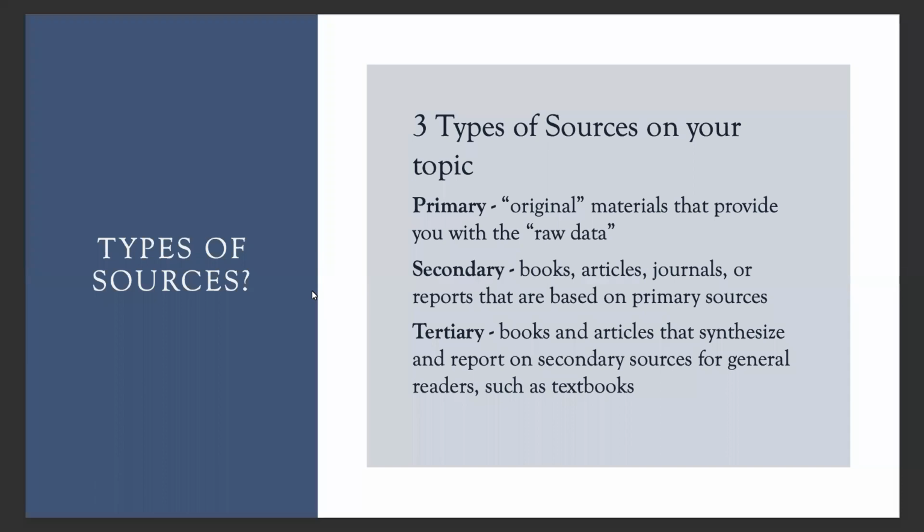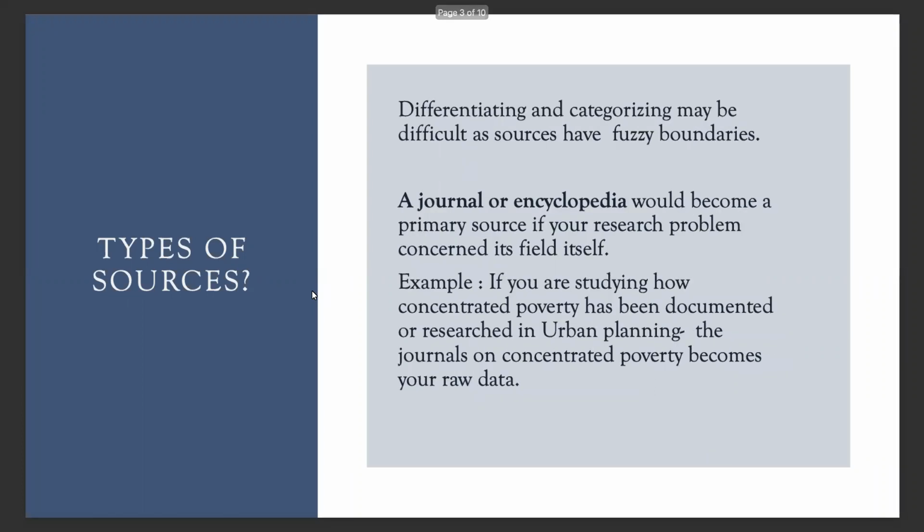As we move forward in the class, you will do various assignments and you will know what these three types of sources are. And it's important to say that these three sources do not always remain in these restrictive categories. Sometimes they might have fuzzy boundaries. For example, a journal or encyclopedia would become a primary source of your research problem if it is concerned with the field itself.